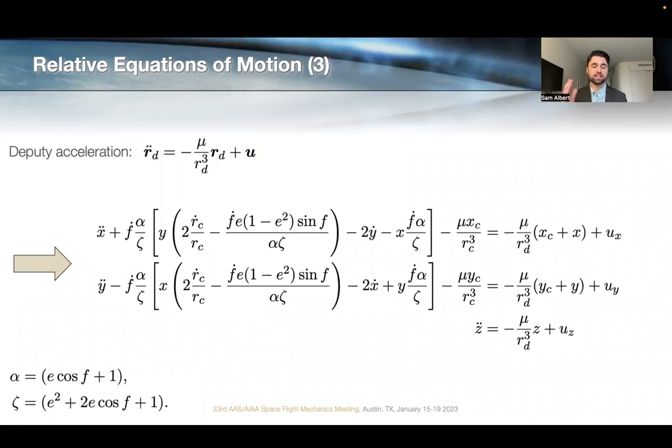So when we put all of that together, make those substitutions and simplify, these are the relative equations of motion that we get. And to be clear, the only assumption we made is that the chief is Keplerian. So we're not doing any approximations at this point. These equations exactly match just performing the two-body equations for both the chief and deputy. It's just that these are written specifically in terms of the components of the relative position and velocity written in the velocity frame of the chief spacecraft.